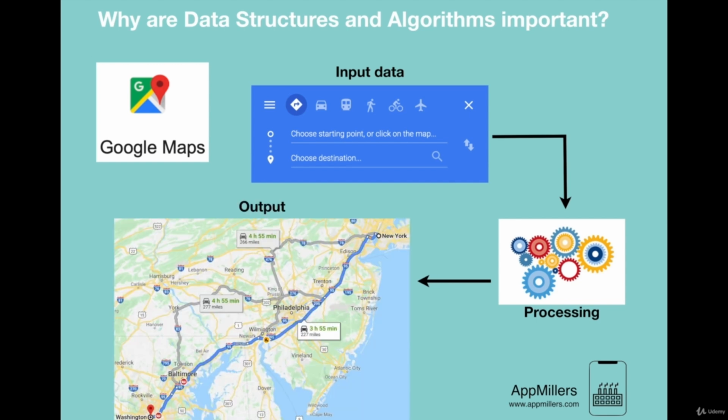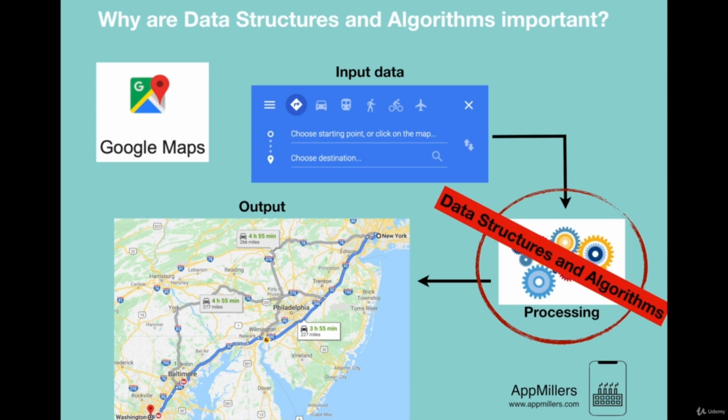To make this process efficient, we need to optimize all these three steps. It's very obvious that the most we can optimize is the second step, where we can have data structures and algorithms. So by using graph data structures and Dijkstra's shortest path algorithm, Google Maps is able to find the shortest path between provided points very efficiently.